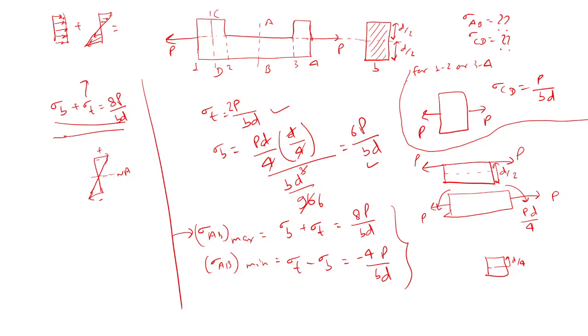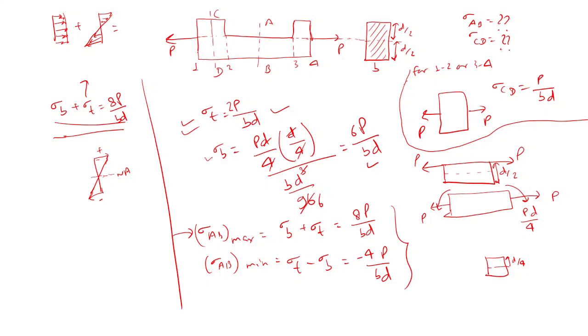So due to the direct stress loading, this would be the stress, because P by B d by 2, because this is d by 2, right? Depth, and width is B. So B d by 2, and 2P by BD would be the direct tensile stress.